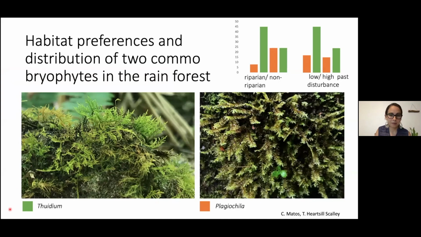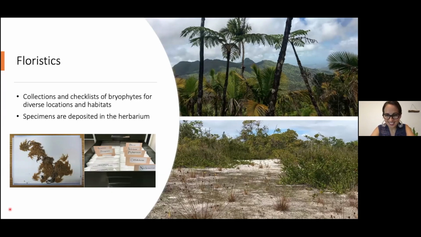I have a couple of quick questions, Amelia, real quick. First off is actually from Serenella. She's asking, are mosses more common in temperate regions than tropics, or is that just true for North America? Great question.